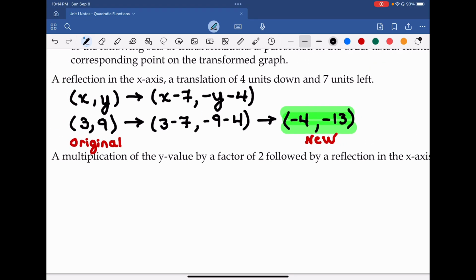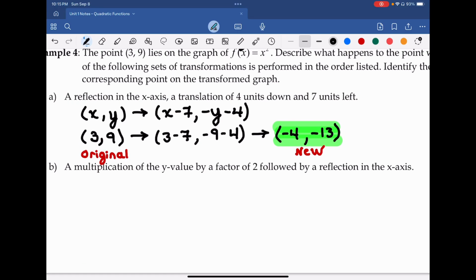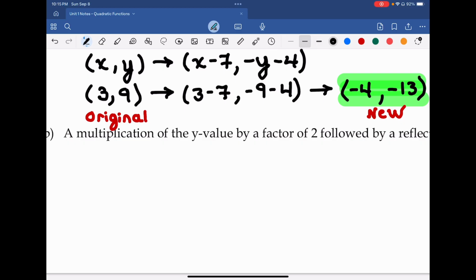Okay, we're going to do the exact same thing just one more time with different types of transformations. A multiplication of the y value by a factor of 2, aka a vertical stretch by a factor of 2, followed by a reflection in the x-axis. All right, this one's a little bit easier for us. So again, we're going to start off with our xy, which then is mapped to the new point. Well, nothing's happening with x because they didn't describe anything affecting the x variable, so we're going to write it as just x.